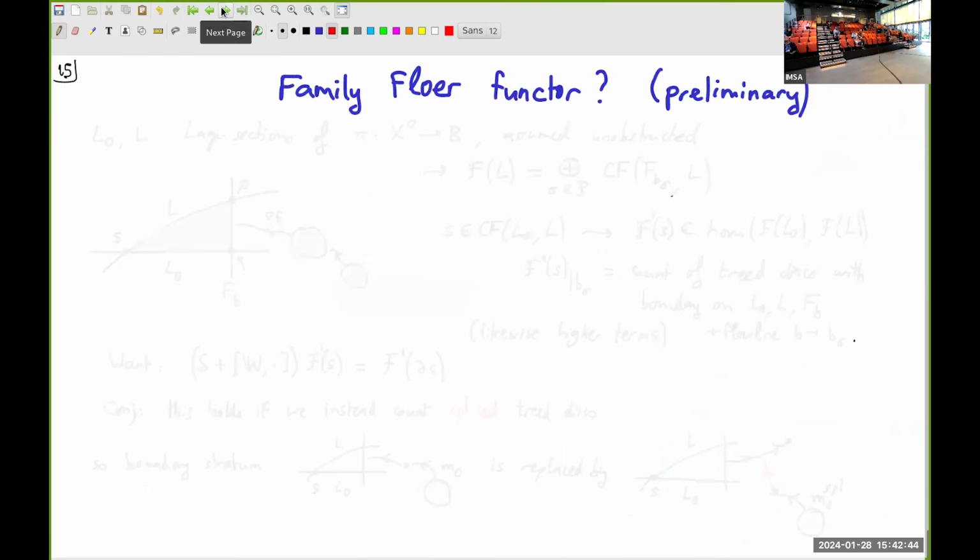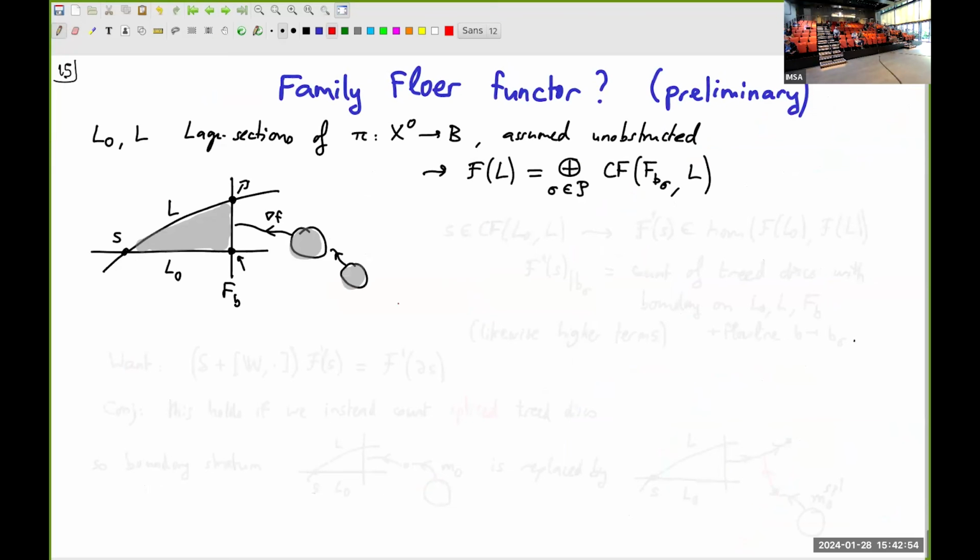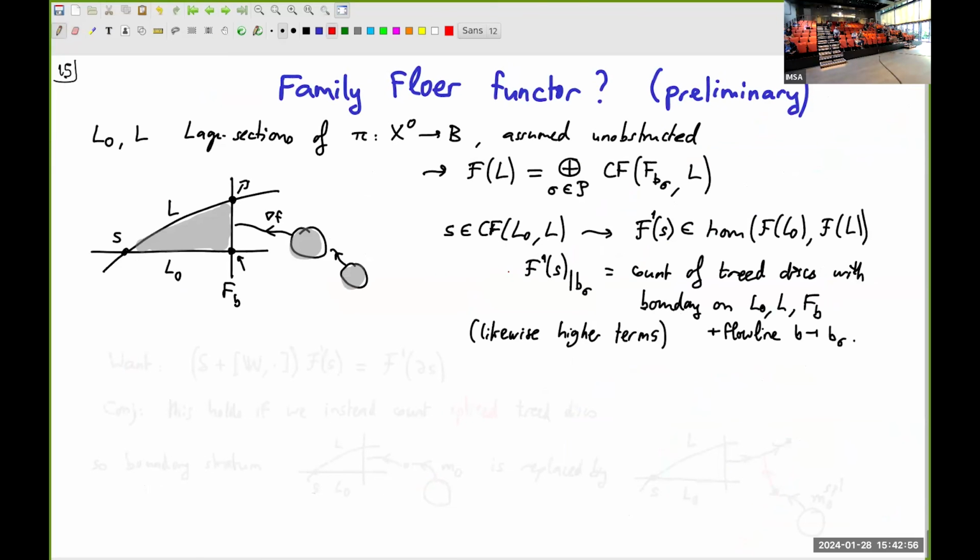So the next question would be, can we actually go all family Floer with this? And this slide is kind of half-baked, so good thing because I'm basically out of time. I'm going to show you some stuff. I don't have too much faith that this is actually correct.